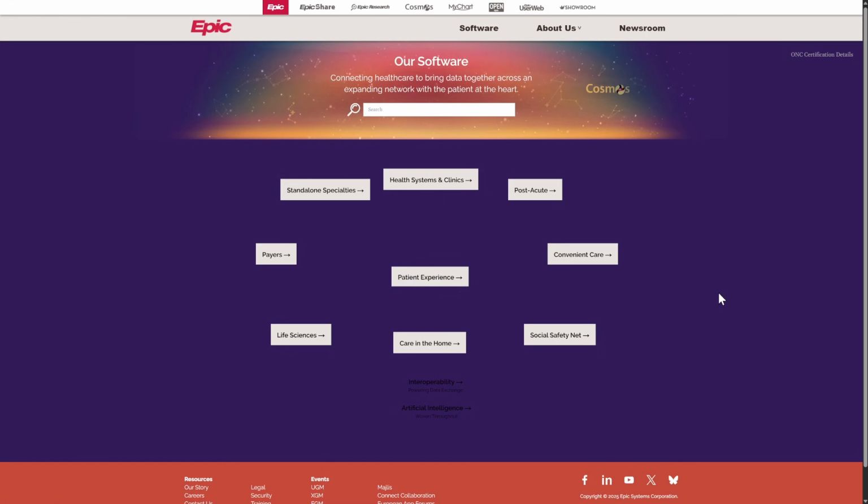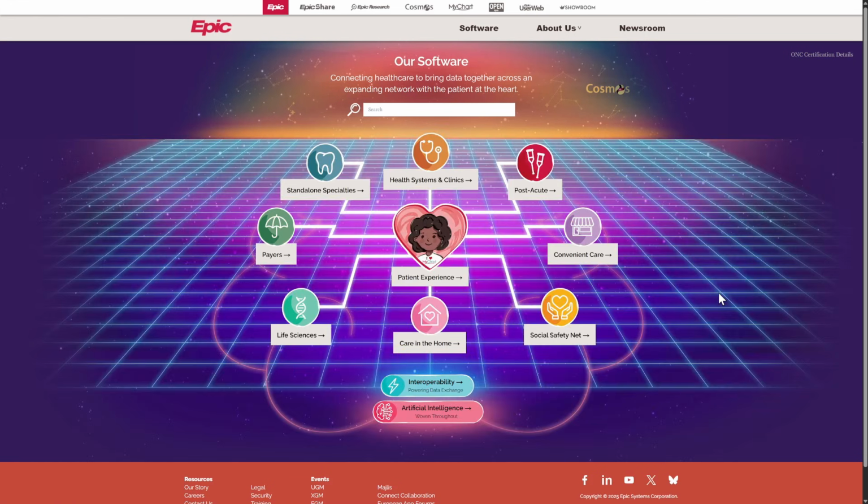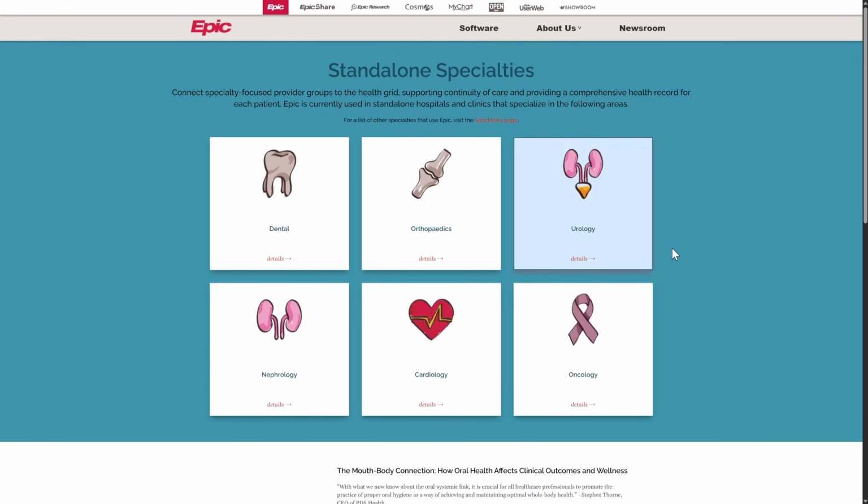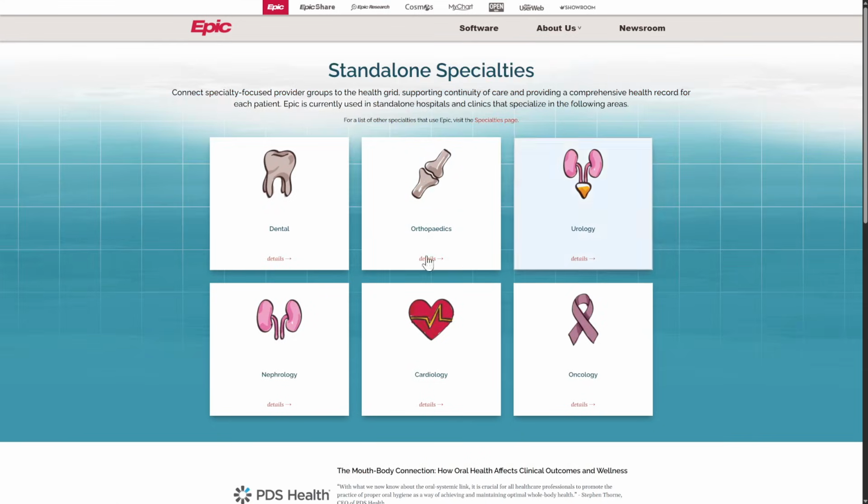Now let's look at Epic software categories. Epic is used by a variety of healthcare institutions, and their software offerings are divided according to user needs. The first category is standalone specialties. These are EHR modules for individual medical specialties, including dental, orthopedics, oncology, cardiology, nephrology, and urology. These modules are often used by independent clinics rather than hospitals. They include specialty-specific forms, workflows, diagnostic templates, and tools tailored to each field.